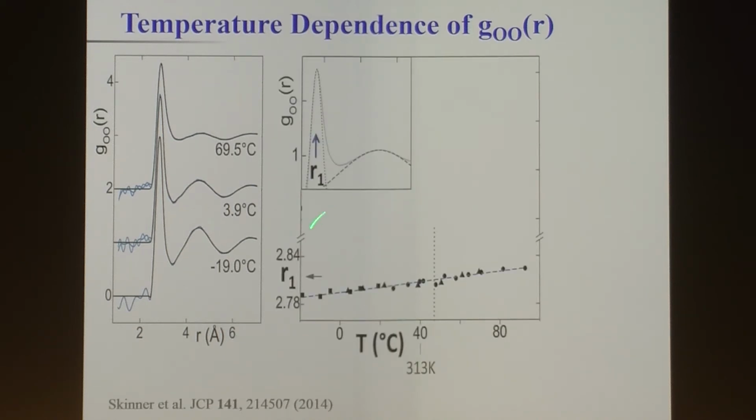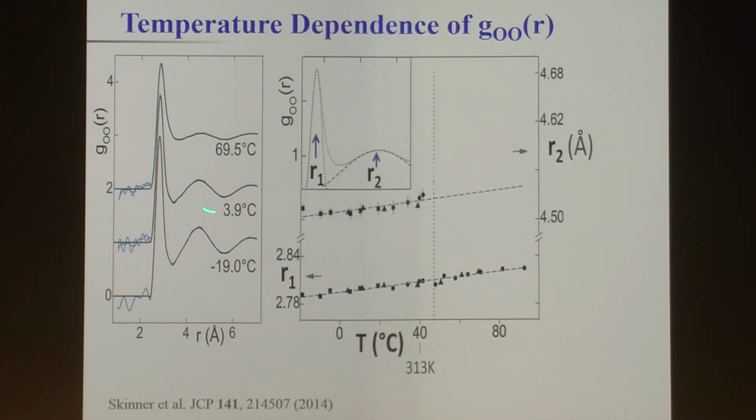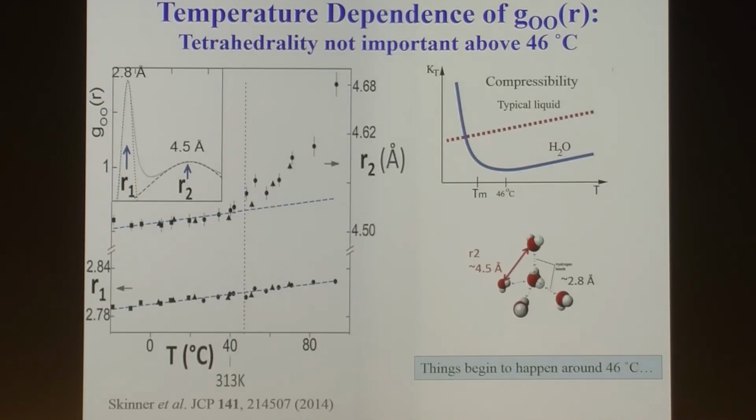But there's a very interesting aspect here when we look at the positions of the peaks. So this is the position of the first peak here in the oxygen-oxygen correlation. And when we heat the liquid, it's just a linear expansion, a thermal expansion of the liquid. And that's true also for the second shell, but only up to about 46 degrees. And then something happens. We lose, basically, the second shell.